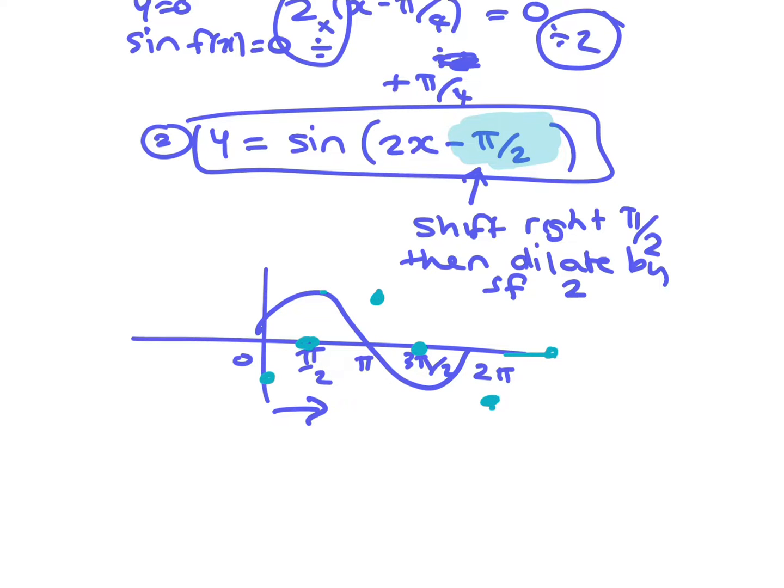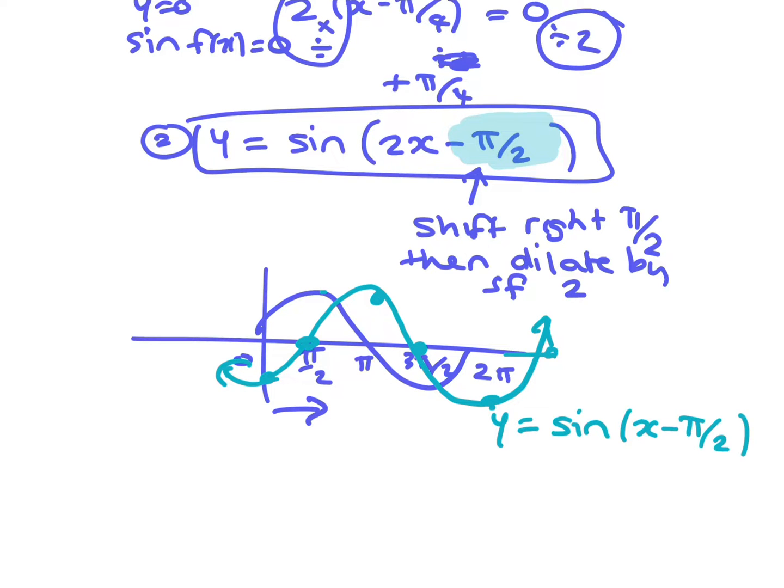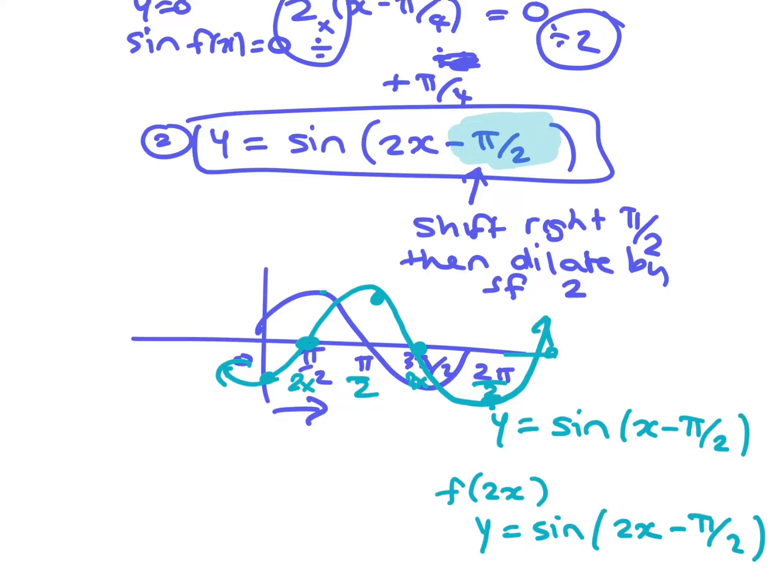So you've kind of got the basis of what's going on here. This is your basic pattern of your curve. This one here is just sine of x minus pi on 2. Now what you have to do is you're actually doing f of 2x. So you're now dilating the x component by 2. So you're going to go through and divide by 2.